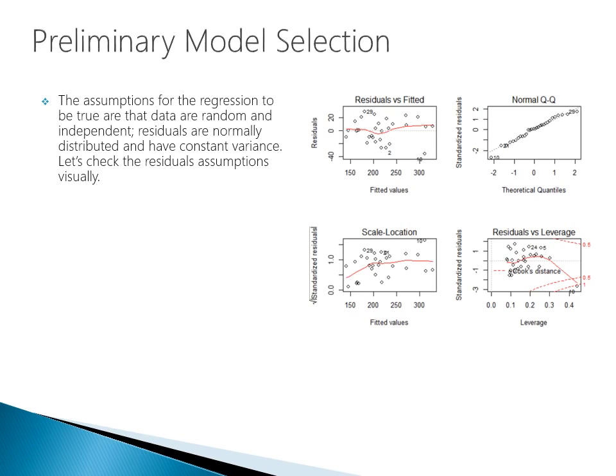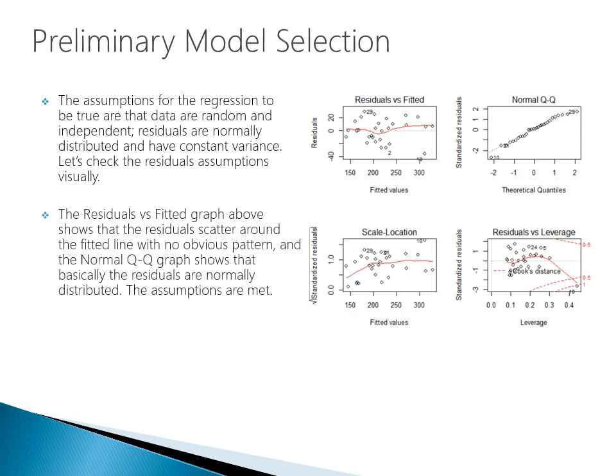The assumptions for the regression to be true are that the data are random and independent, residuals are normally distributed, and have constant variance. Let's check the residual assumptions visually. The residuals versus fitted graph above shows that the residuals scatter around the fitted line with no obvious pattern, and the normal quantile graph shows that basically the residuals are normally distributed. The assumptions are met in this case. So I don't think we have any gross violations of OLS assumptions. So we can go ahead and move forward.